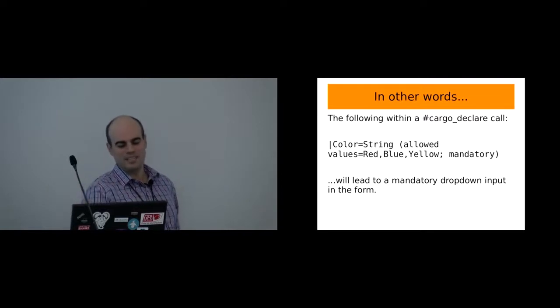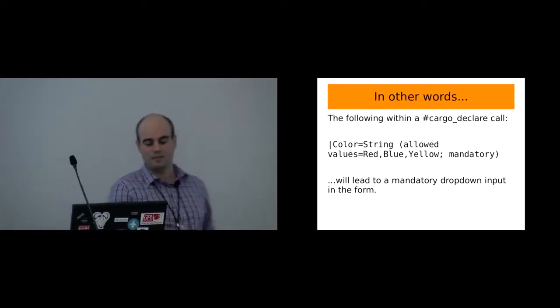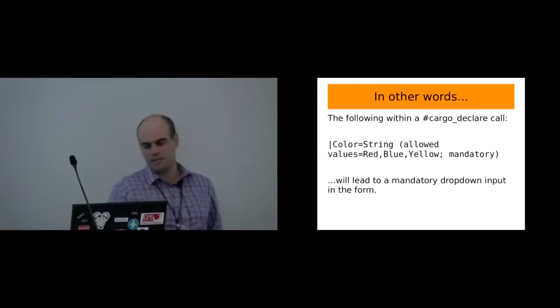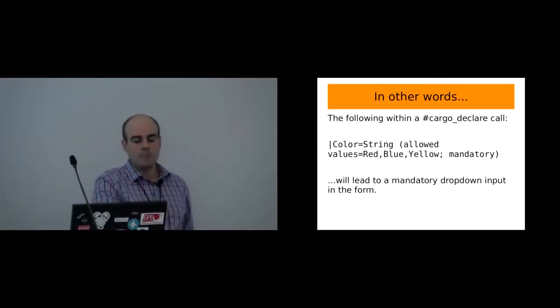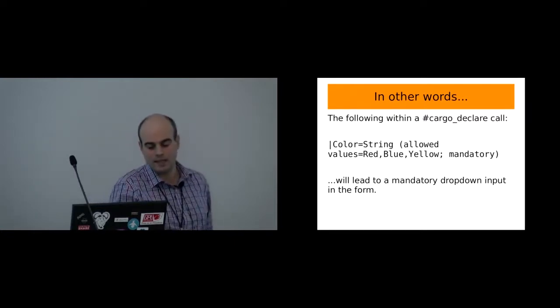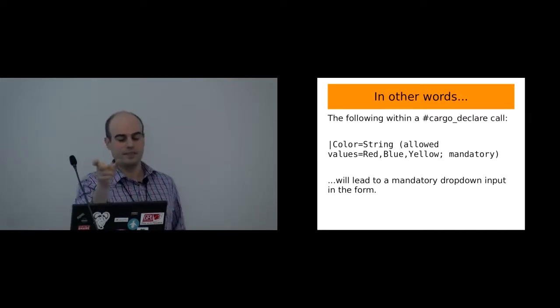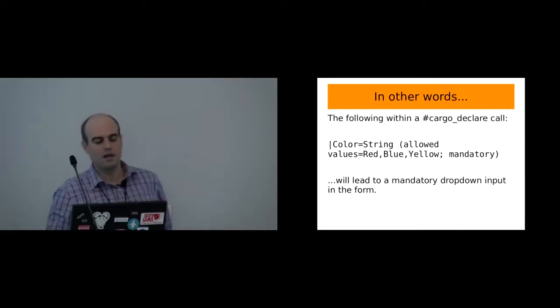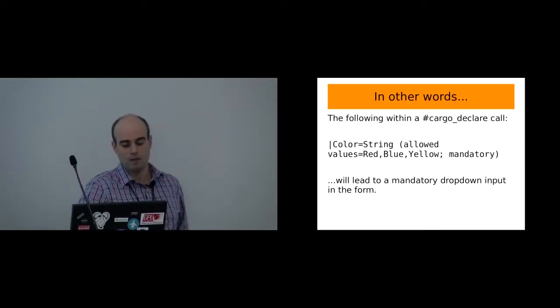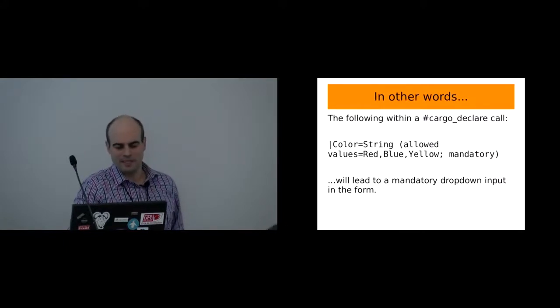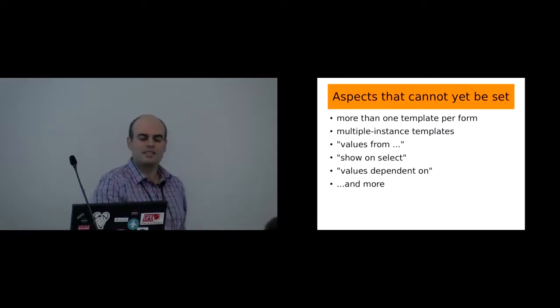This maybe illustrates it a little better. If you have something like this in a cargo declare call, if you have some field for color that can only be red, blue, or yellow for some reason, and you set it to be mandatory, then in the form, automatically, you'll have a drop-down input that is mandatory. You just need to put the field color, and it'll take care of the rest. And additionally, if you go to edit the page without the form, it'll still be mandatory. Actually, I'm not sure if it'll have to be one of those values, but it will be mandatory from Cargo's perspective.